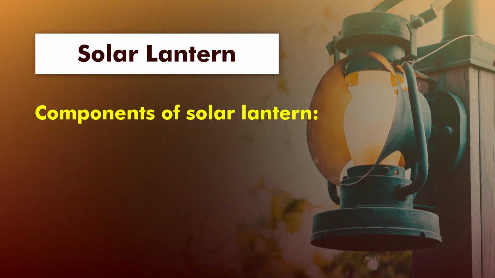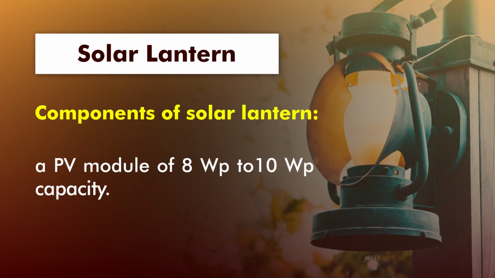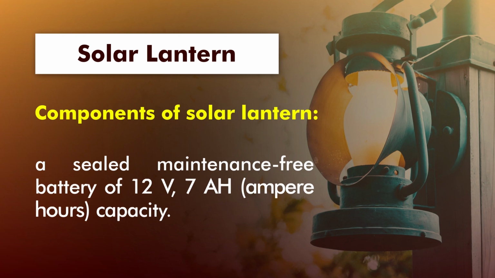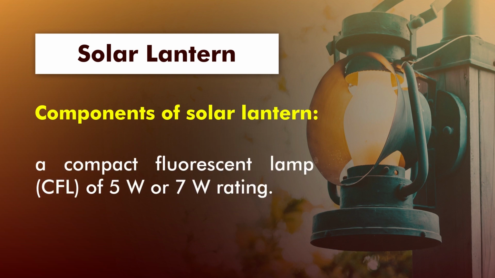A typical solar lantern consists of the following components: a PV module of roughly 8 watt peak to 10 watt peak capacity, a sealed maintenance-free battery of 12 volt and 7 ampere hour, and a compact fluorescent lamp, that is a CFL, of 5 watt or 7 watt rating. Here you can see the typical solar lantern in the diagram. Here you can see the CFL, then the solar photovoltaic module, and at the bottom part it has the battery where electrical energy will be stored during the sunshine hours.